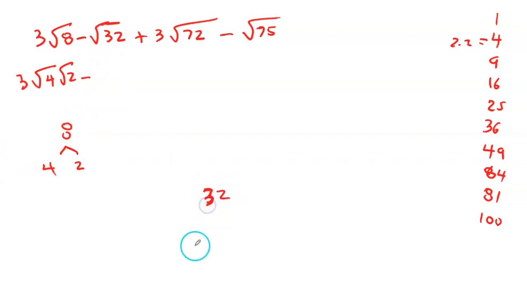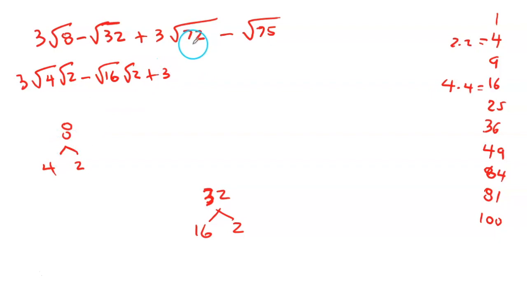Minus 32. Oh, that's a horrible term. 32 divided by 2 is 16. Ooh, 16. Here we go. 4 times 4, that's a perfect square. So I'm going to break the 32 into 16 times 2.